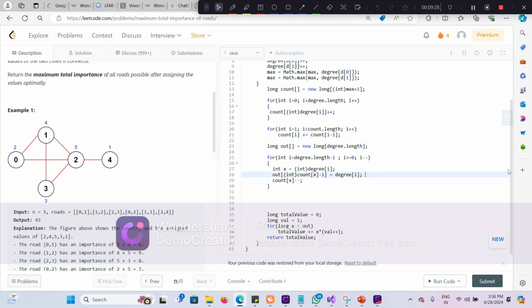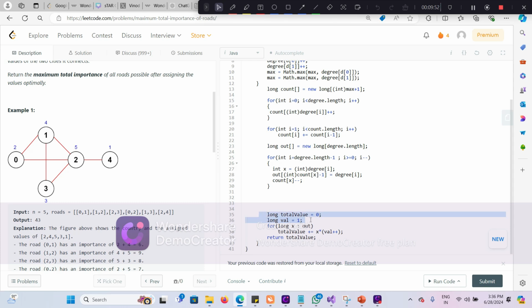Why are we doing this with count sorting? Because it takes linear time complexity, and this is the best example to use count sorting, because our range is only up to the maximum degree of whatever vertex has. Now after getting this sorted, out is our sorted value based upon our degrees.